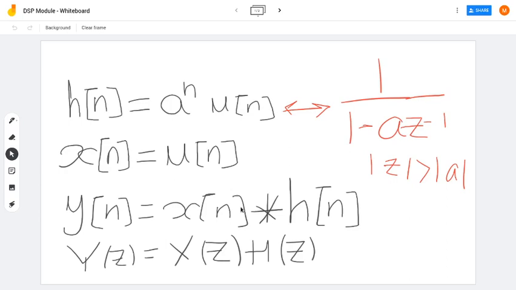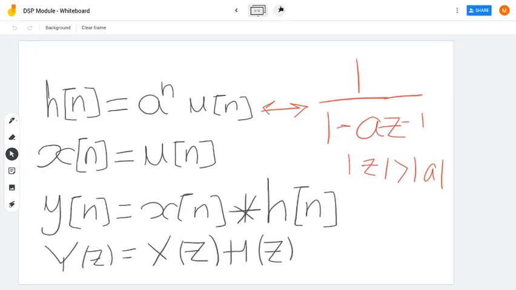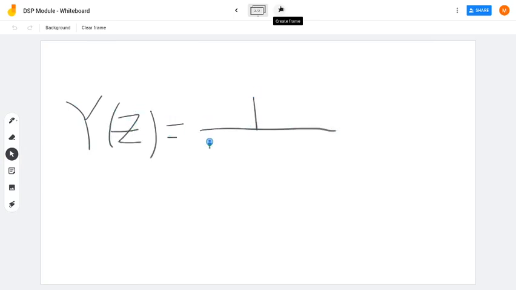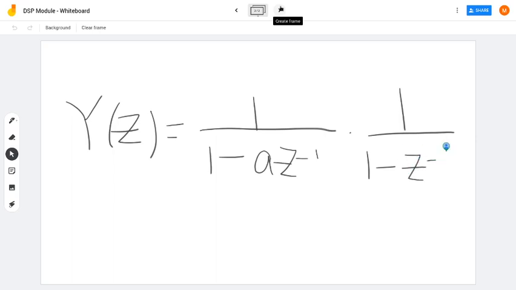So moving on, y of z would be equal to 1 over 1 minus a z to the power minus 1, times 1 over 1 minus z to the power minus 1. And here this is the Z transform of u of n. Now these two are multiplied together.